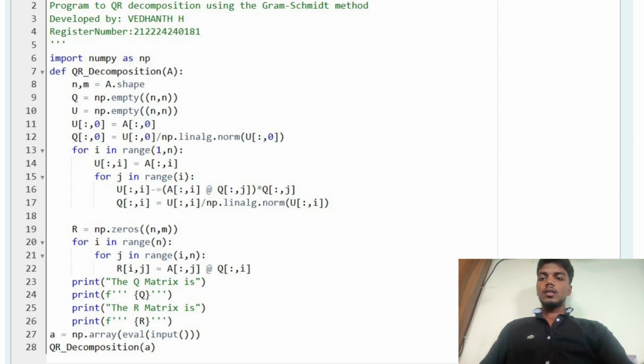R. These two statements are used to print the results after the loops are done: the orthogonal matrix Q and the upper triangular matrix R are printed. Thus the QR decomposition is successfully done by using Gram Schmidt process.